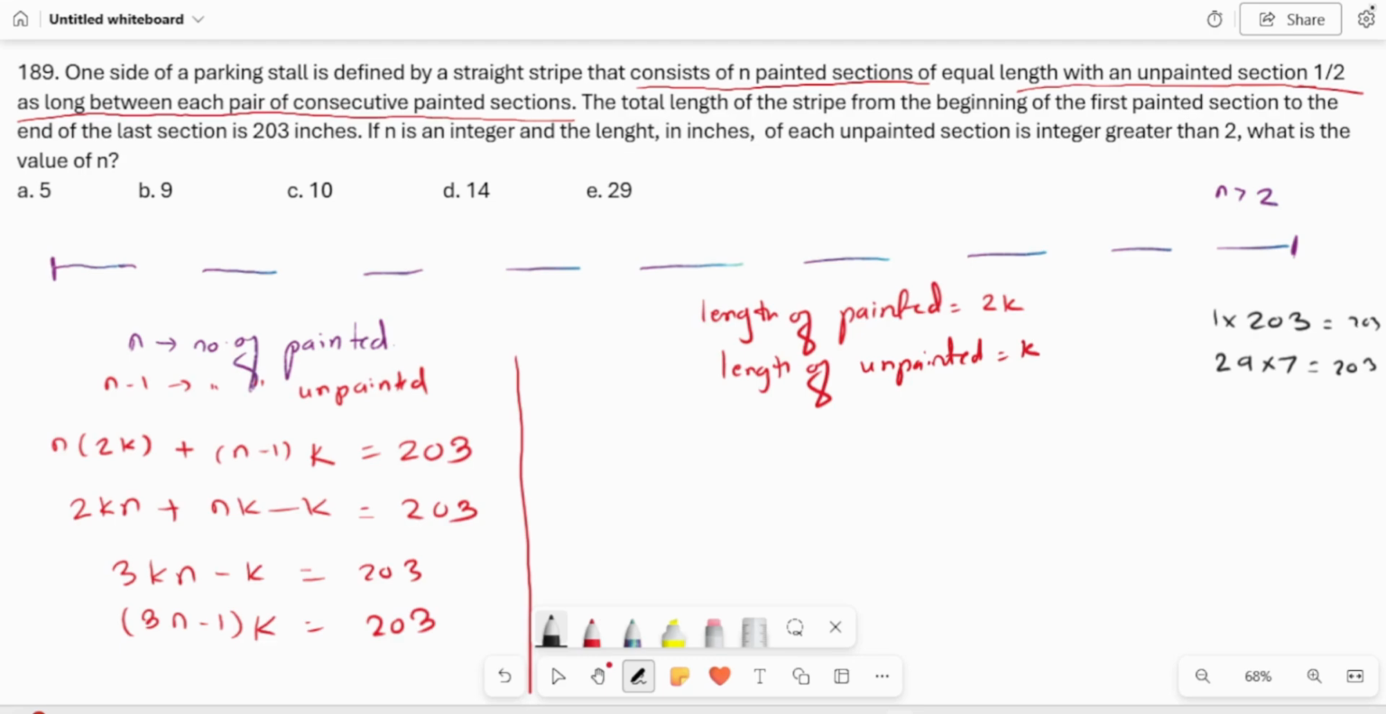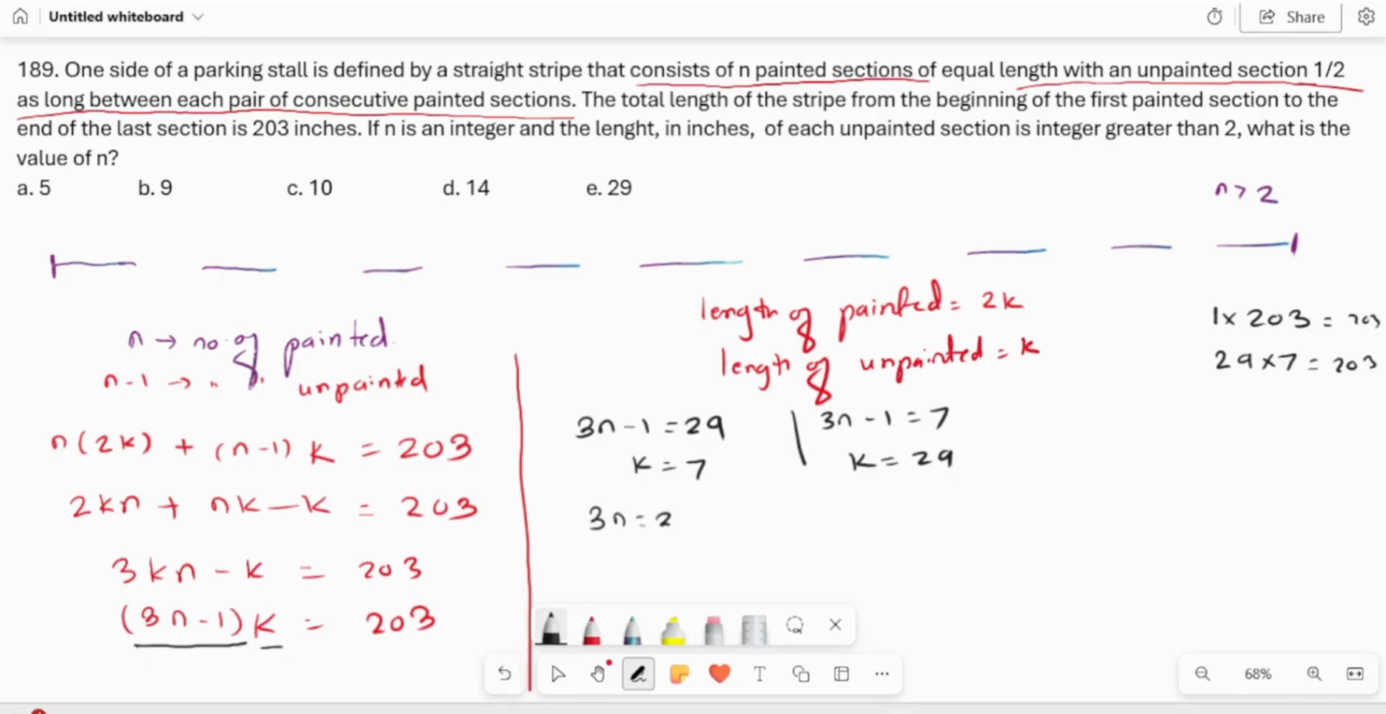Okay. So we can take these two possibilities because n has to be greater than 2. So let's take this number. I will take 3n minus 1 as 29 and k value as 7. The other possibility is the other way around. You can take 3n minus 1 as 7 and k as 29, because at the end of the day the multiplication of these two must be 203.